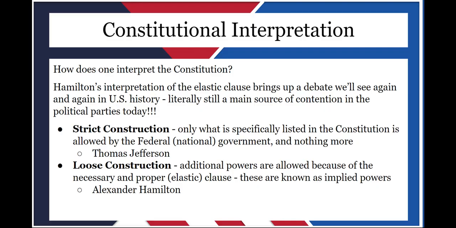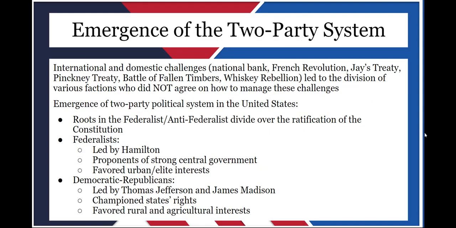Okay, loose constructionists are going to argue that additional powers are not only needed, but they are allowed because of the necessary and proper clause, the Elastic Clause we just referred to. These are known as implied powers. So Hamilton says, okay, these are implied powers. They may not be enumerated, but the Constitution implies that they are allowed, so the federal government can have more powers beyond what is simply enumerated in the Constitution. And like I said, this is, of course, going to be Alexander Hamilton's argument and the people who agree with him. So this is the emergence of our early parties, okay?